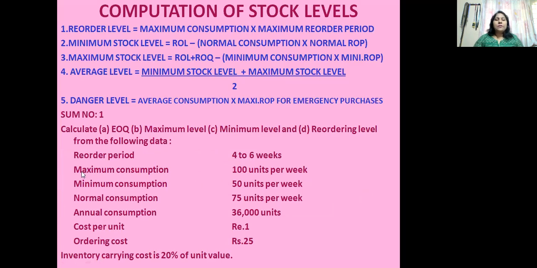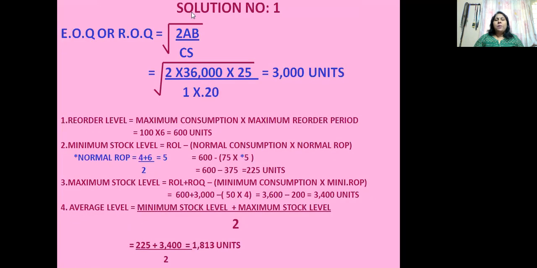Maximum consumption is given as 100 units. Maximum reorder period, look at the reorder period. Reorder period is 4 to 6 weeks. So 4 is minimum, 6 is maximum reorder period. Okay. And I will take the 6 weeks into 100 units. So that is my calculation for reorder level. 100 units into 6 weeks, 600 units.